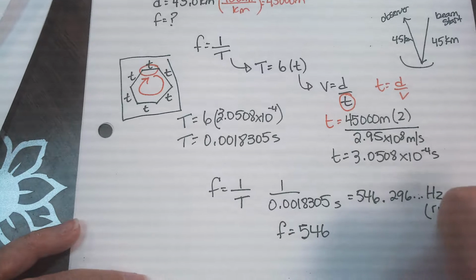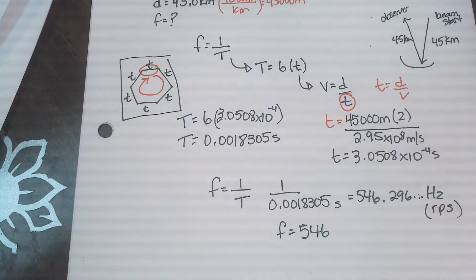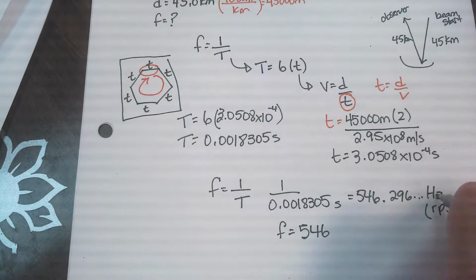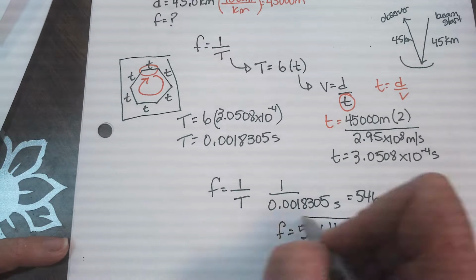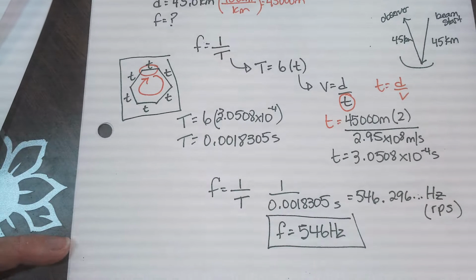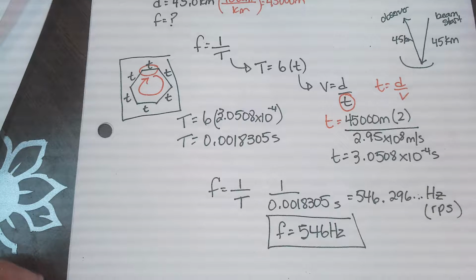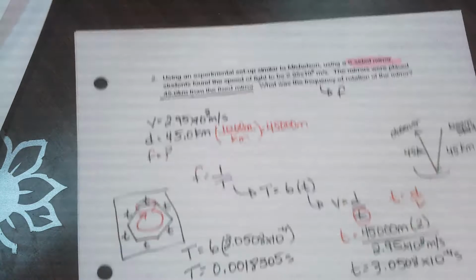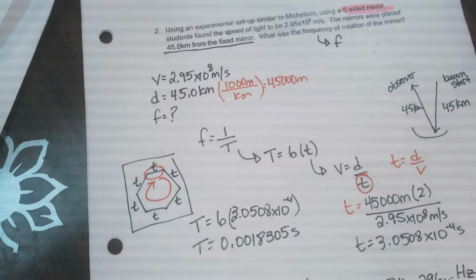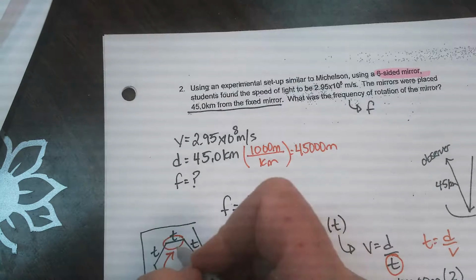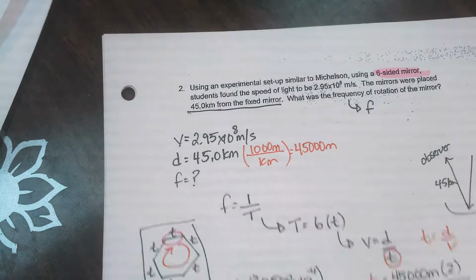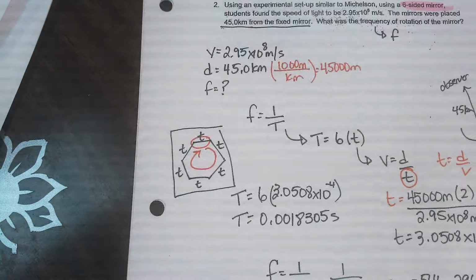Hertz is the unit. This is revolutions per second. Hertz is the actual unit. And so when we do sig digs, we get the frequency of 546 hertz. So this six-sided mirror is spinning at 546 revolutions. So it's going around this circle 546 times in 1 second.